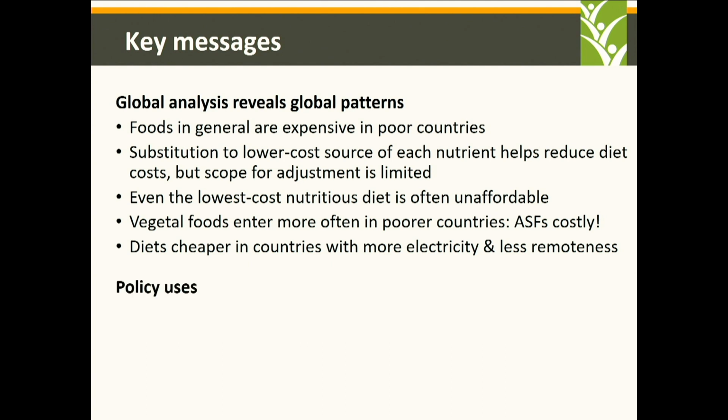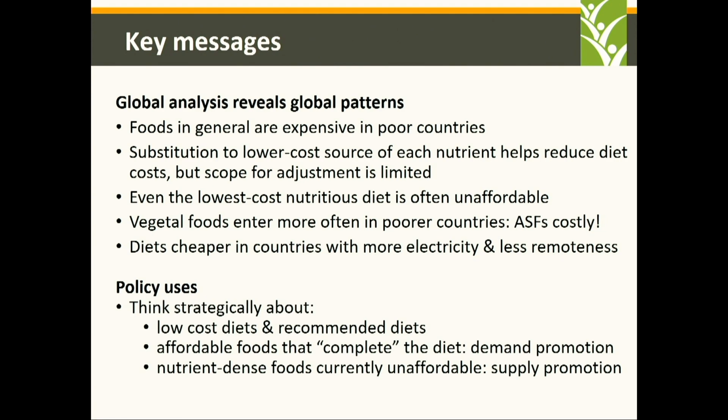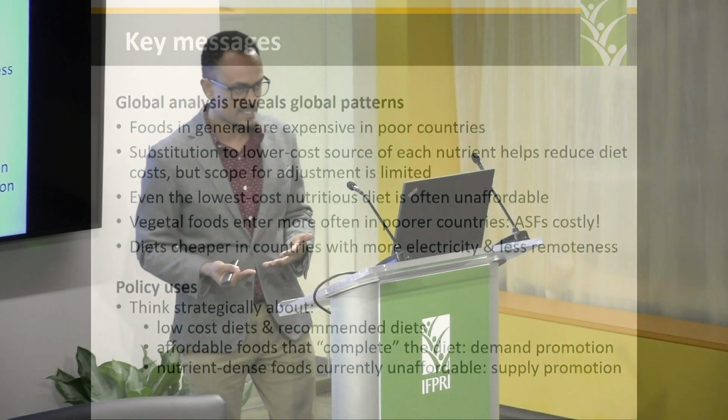And regression results show that diets are cheaper in countries with more electricity and less remoteness. Broader policy implications show that our results provide insights into thinking about low-cost diets versus recommended diets, and avenues for improving demand-side promotion of programs and policies to improve affordable foods that meet complete diets, and also improving affordability of nutrient-dense foods, especially in low-income settings.